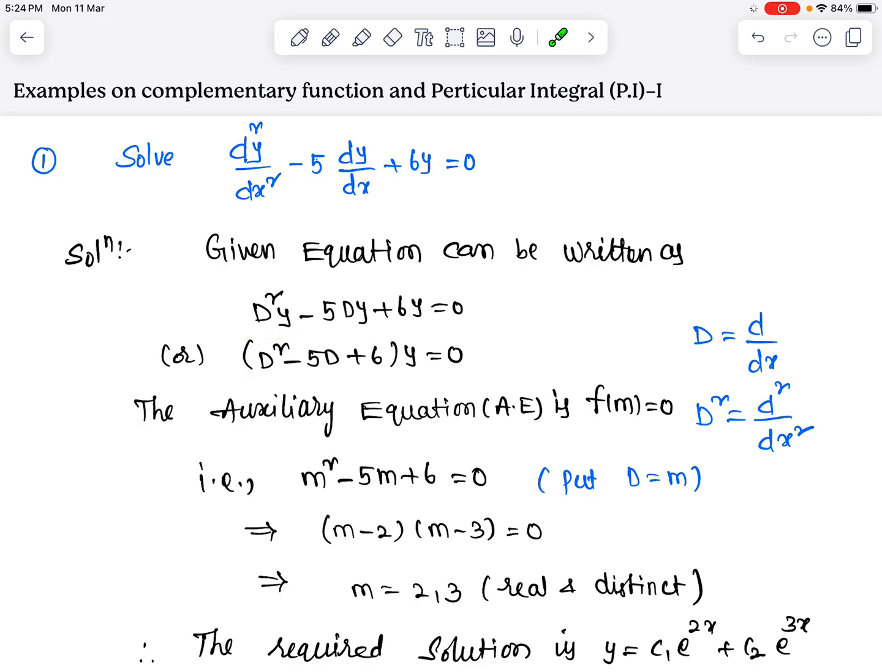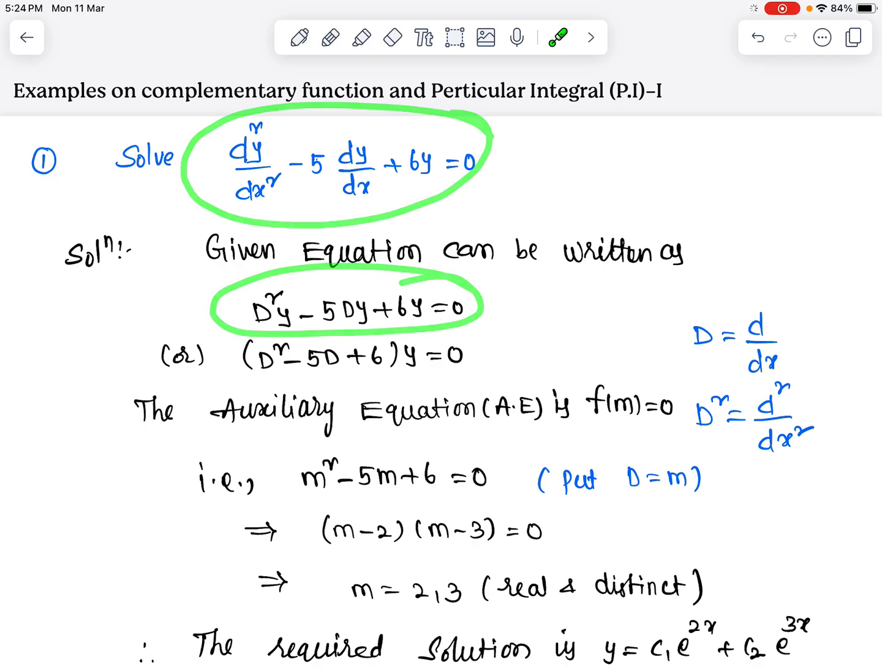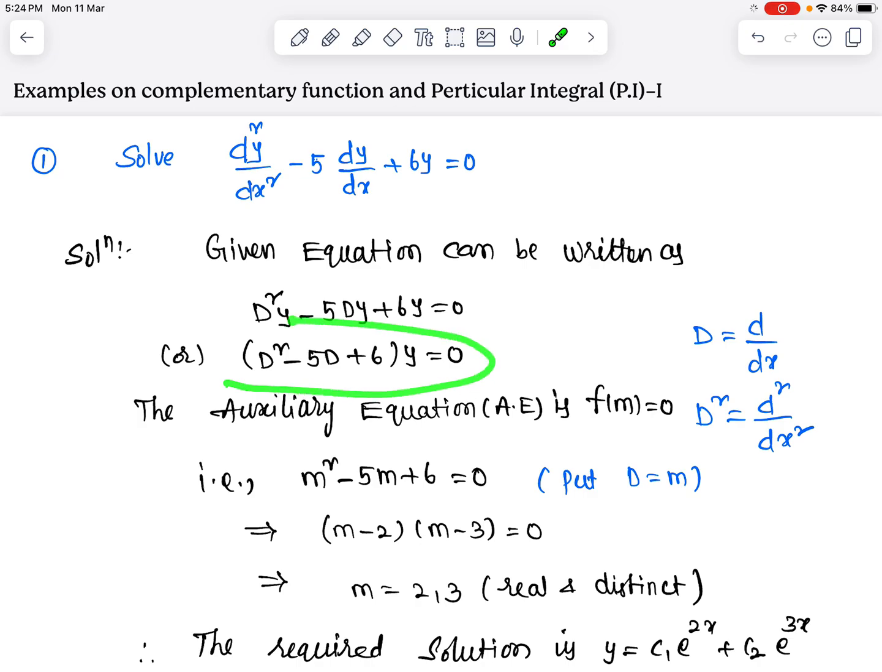Operator form means d by dx, d square by dx square, d cube means d cube by dx cube, like this we can put. Here it is said to be the operator form of the differential equation. It is of the form f of D into y is equal to 0.